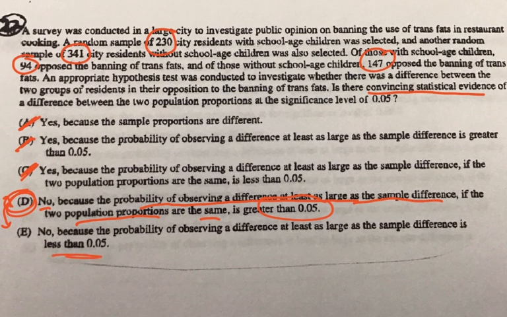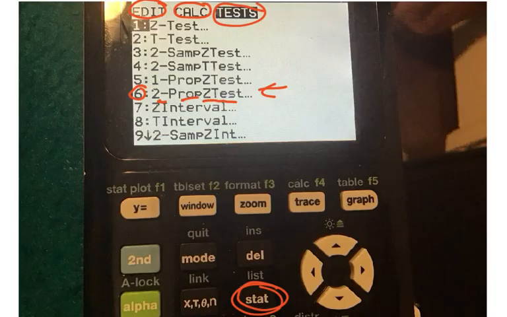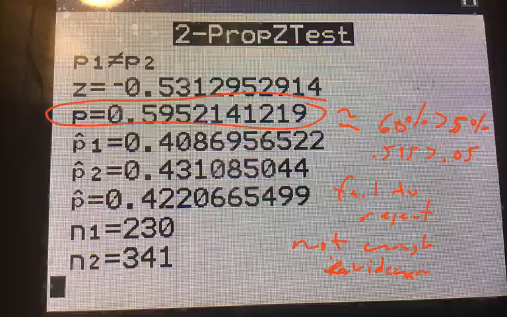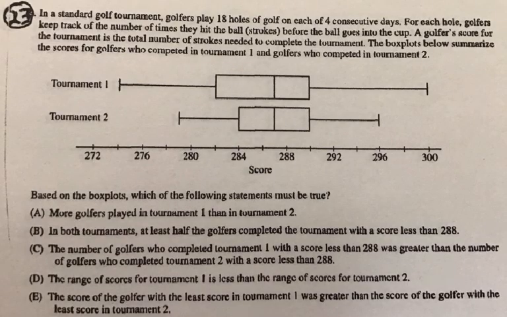Notice E says less than. No, if it was less than, again, we would have rejected and we would have enough evidence. So without a doubt, it's choice D. So guys, without a doubt, that one should have been a straightforward one if you gave it an honest shot. Now let's look at 23.